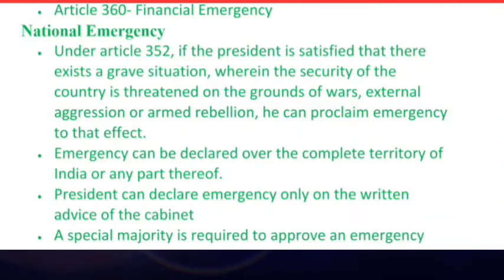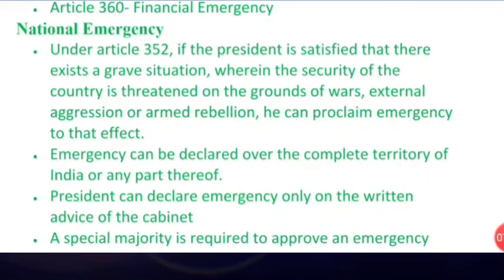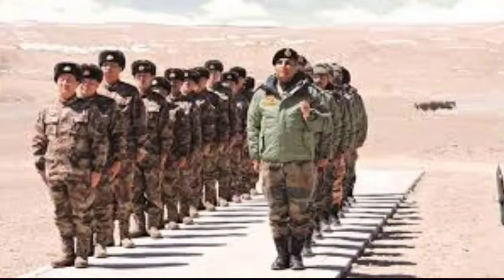According to Article 352, if the President is satisfied that there exists a grave situation, a national emergency can be declared, for example in any war situation, or internal or external disturbances.